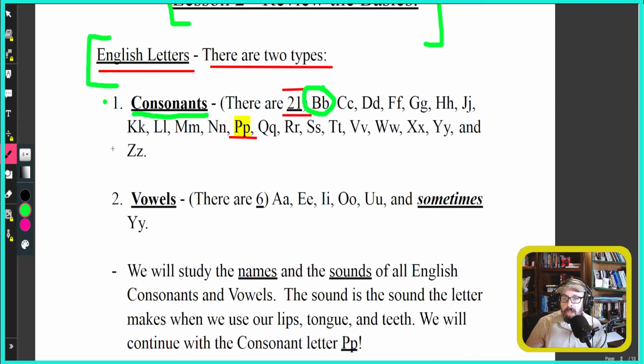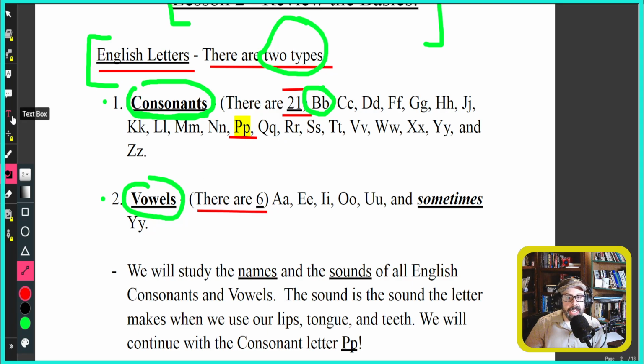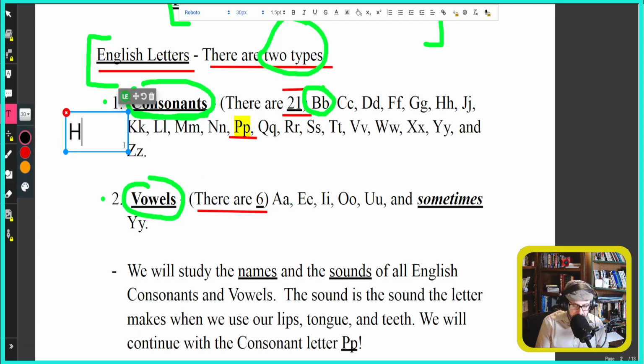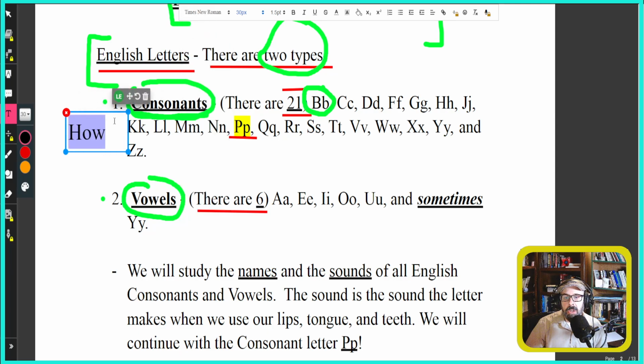All right. So 2 letter types. Consonants, number 1. Number 2, vowels. Okay, so vowels. Consonants and vowels. Okay, for vowels, how many? There are 6. Okay, so when we review, I will ask you how many. Okay, how many are there?